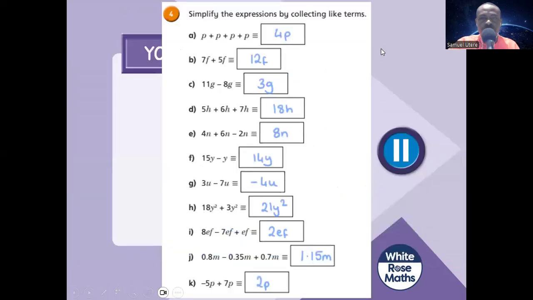Okay, here are the answers for question 4. Here you were asked to simplify the expressions by collecting like terms. Collecting like terms means you put things that have the same variable and powers together, so that you can either add them or subtract them if you have subtraction to do. For example, this one.